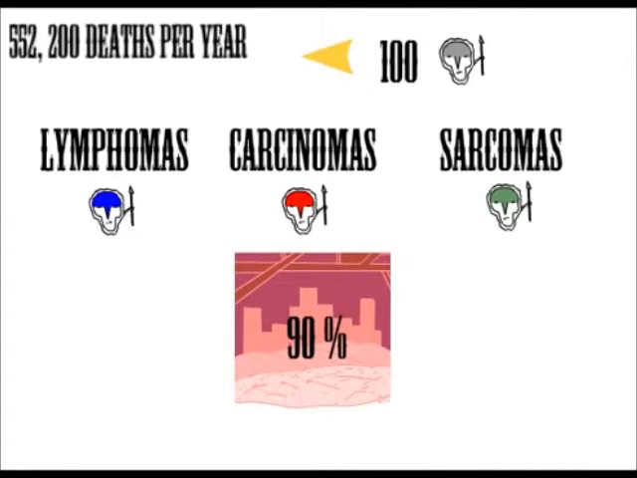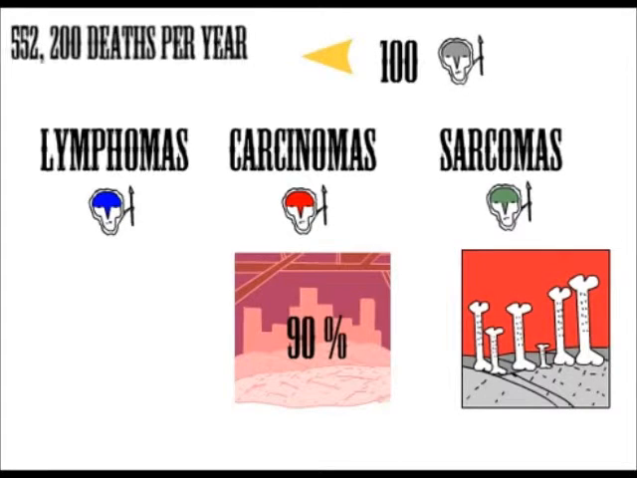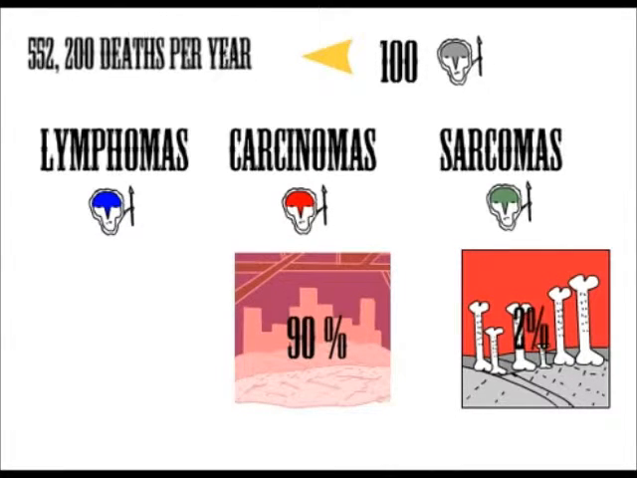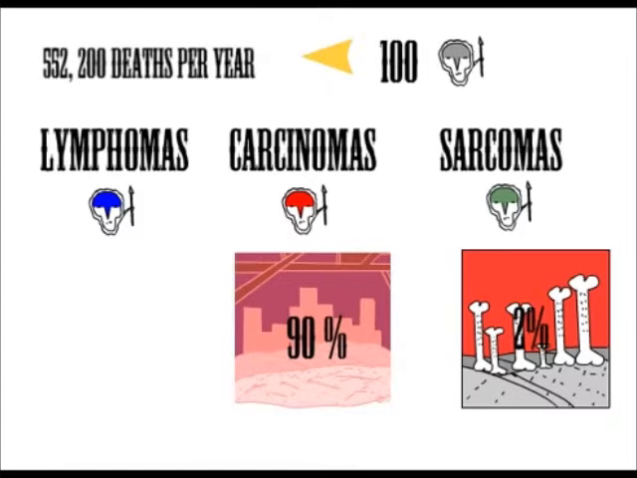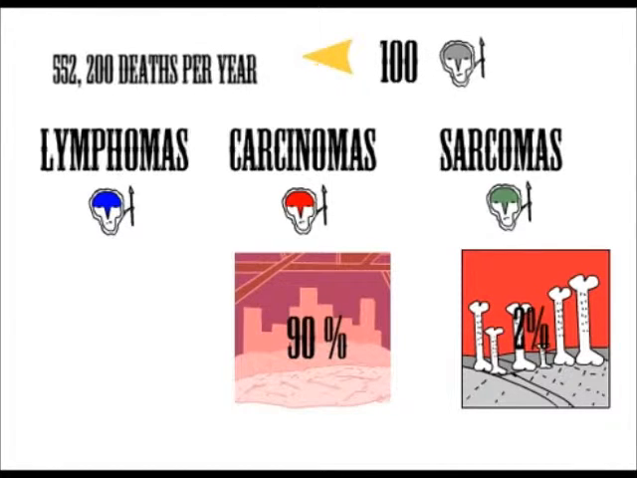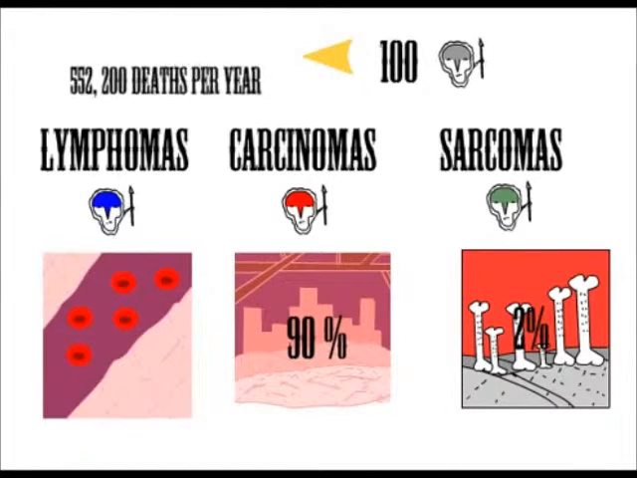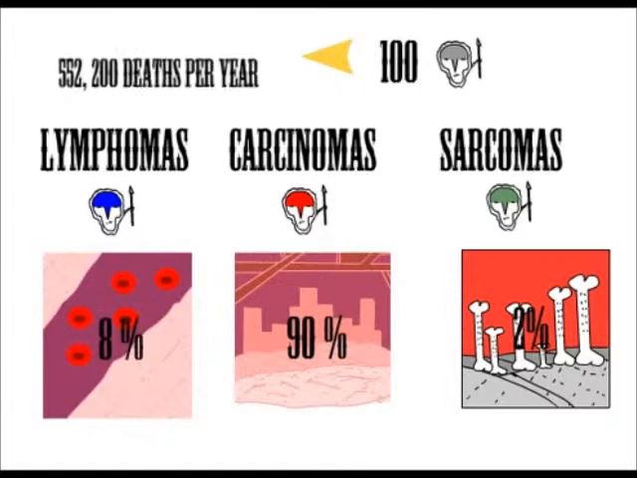Sarcomas, which attack connective tissues such as bones, muscle, and cartilage, make up 2% of all cancers. Lymphoma armies arise from blood-forming cells and cells of the immune system. These make up 8% of all cancers.